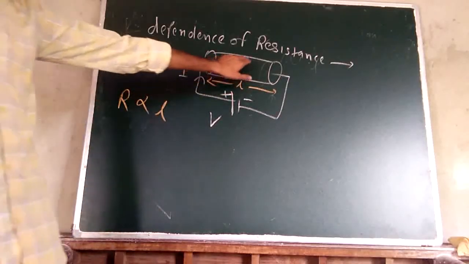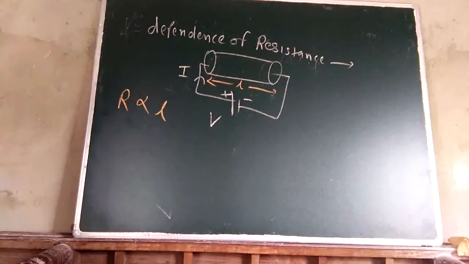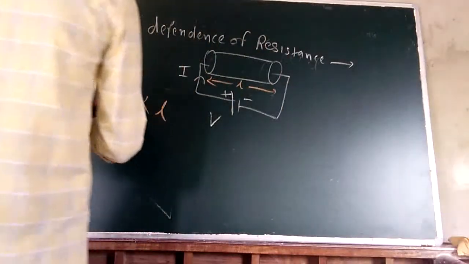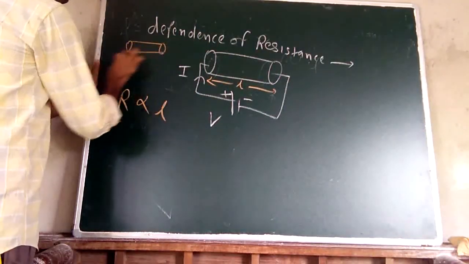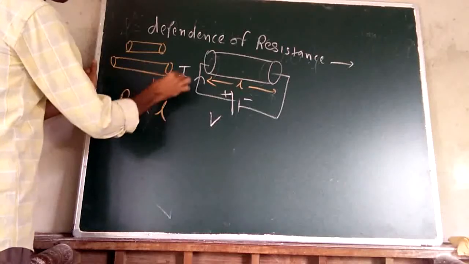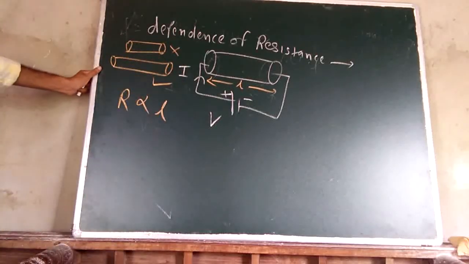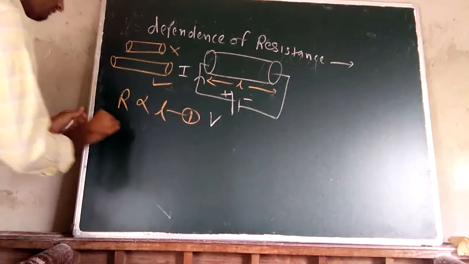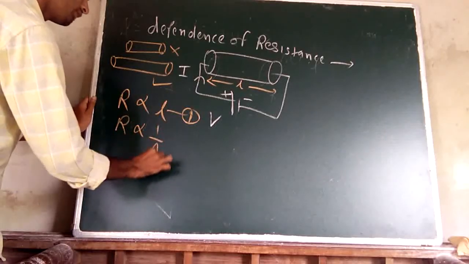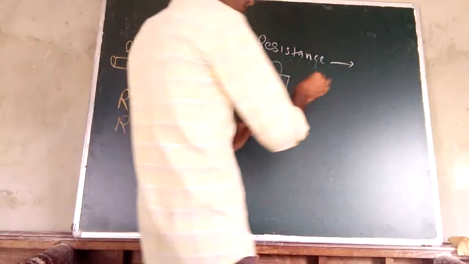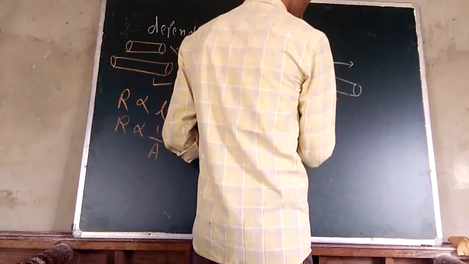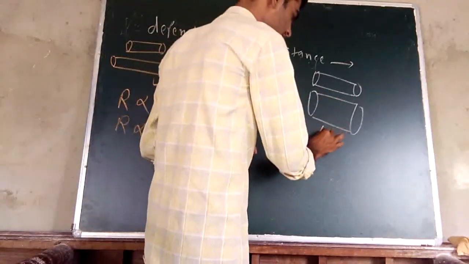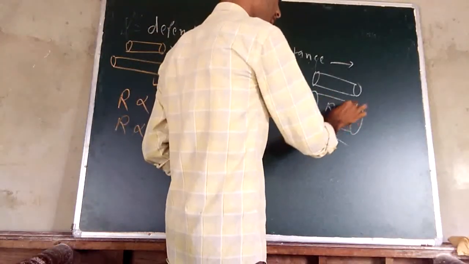So that means for a long conductor, resistance is more in comparison to a short conductor. If I take two conductors of the same material, the resistance of this conductor is more in comparison to this one. I hope you understood. Now the second factor: the resistance of the material is inversely proportional to its cross-sectional area. Consider two conductors of the same length, but the cross section of this conductor is more, so its resistance is less.